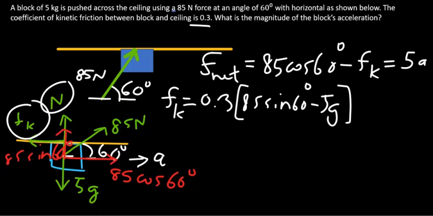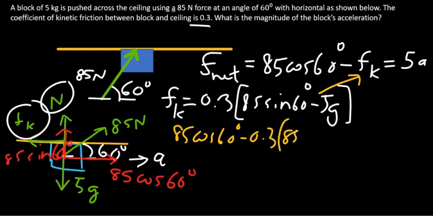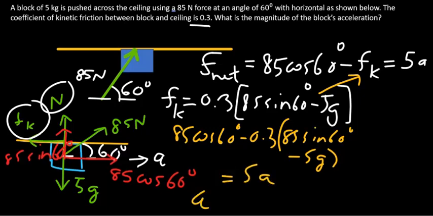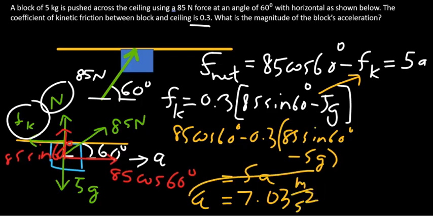In this example, substituting this in here, you can solve for the acceleration. So the whole equation becomes 85 cosine 60 degrees minus 0.3 times (85 sine 60 degrees minus 5 times gravity) equals 5 times acceleration. And you can get your acceleration. And the acceleration turns out to be 7.03 meters per second squared. And that solves the problem.